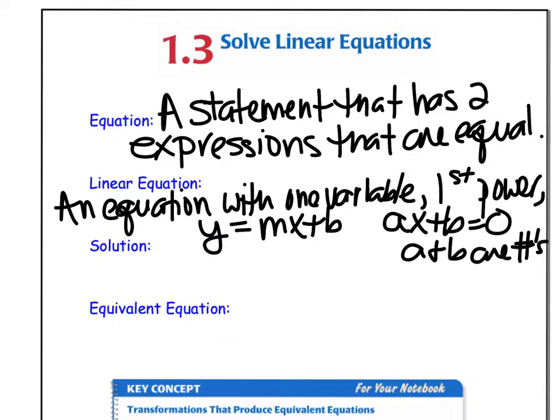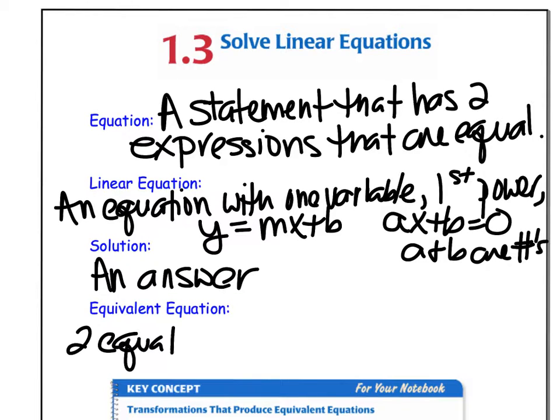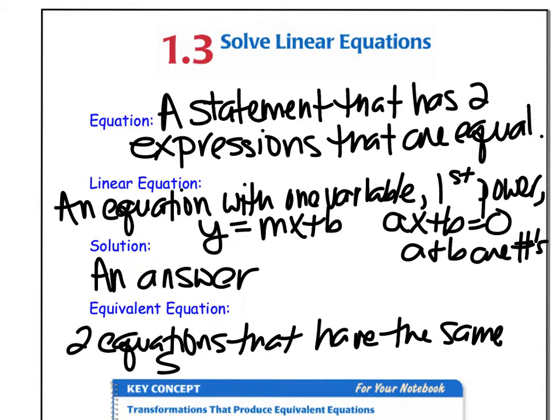A solution to an equation is a number or an answer. That's what you're always looking for, the answer. But it's a number that you get when you substitute it back into the equation. So let's just say a solution is an answer. That's the most straightforward. Okay? And equivalent equations, and this becomes important again later, are two equations that have the same solution. For example, x equals 2, and it works in two different equations.